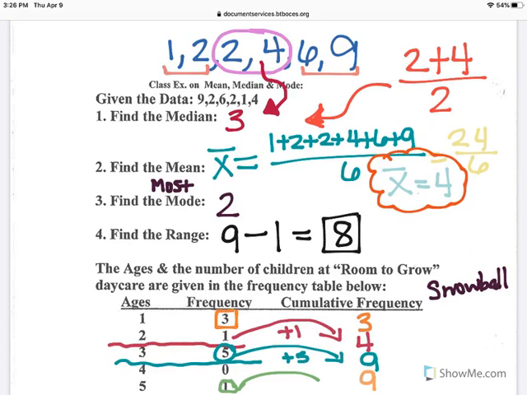So there's 1 kid age 5, that 1 has to also add. I'm running out of room, and there should be 10 kids, and that number is our total. So the last number in your cumulative frequency column is always going to tell you the total altogether. So there are 10 kids that are either age 5 or younger at this daycare.